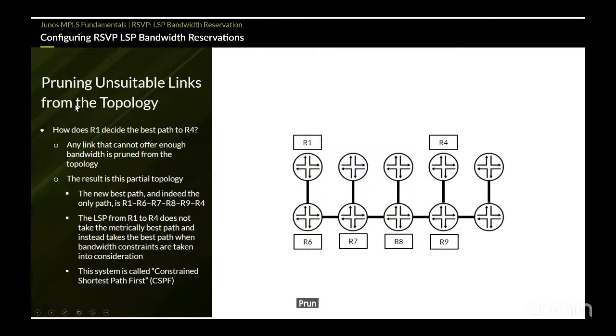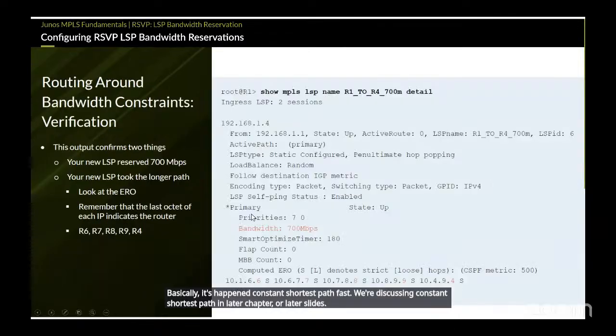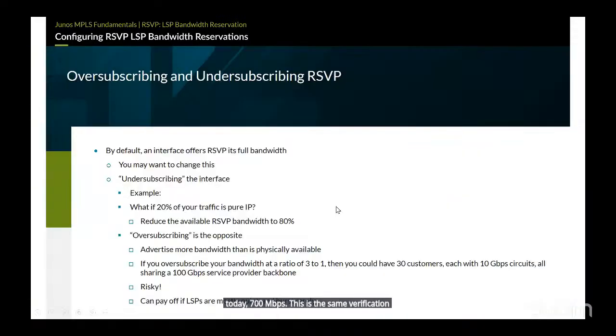Pruning unsuitable links from the topology. Basically, it's constrained shortest path first. We're discussing constrained shortest path in a later chapter or later slides. We're not discussing CSPF today. 700 Mbps. This is the same verification command, basically.